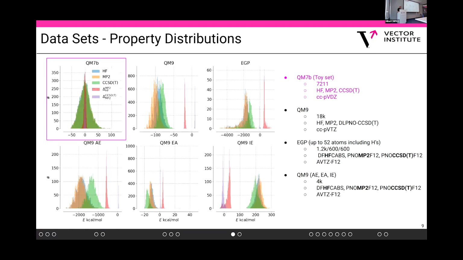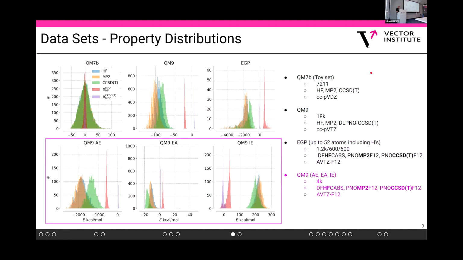The data sets I'm using are QM7 properties, optimization energy. I also have QM9, this one with local coupled cluster and EGP. So it's work in progress, so I only have results for those three, but I will produce the others. And then here, AE stands for optimization energy, EA is the electron affinity, and IE is ionization energy.